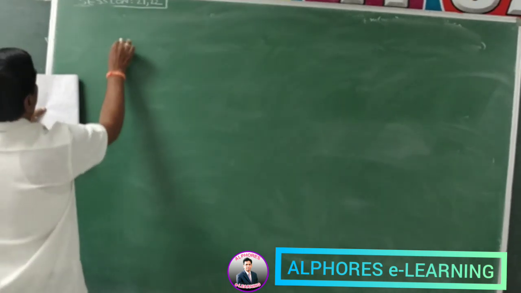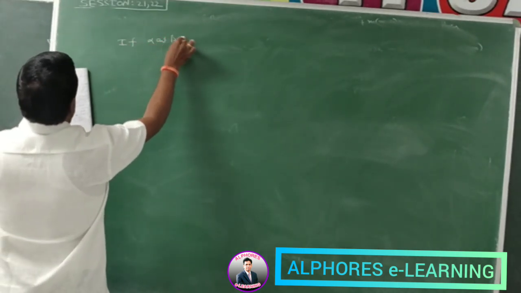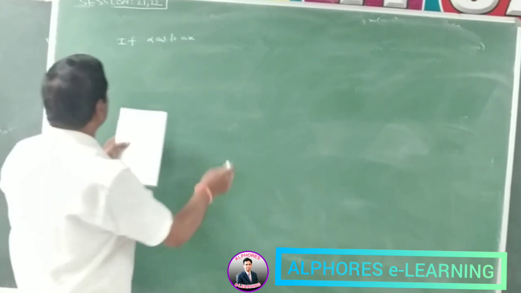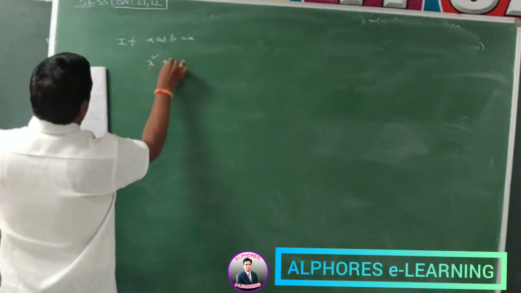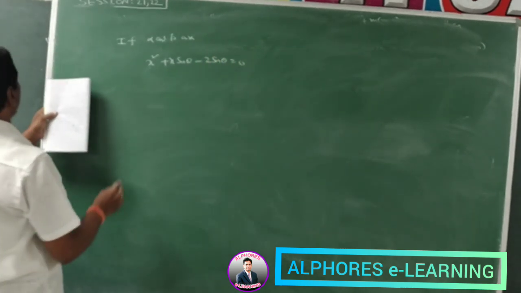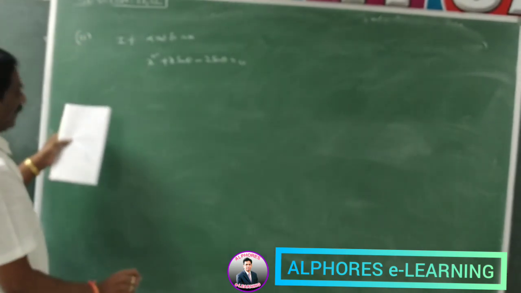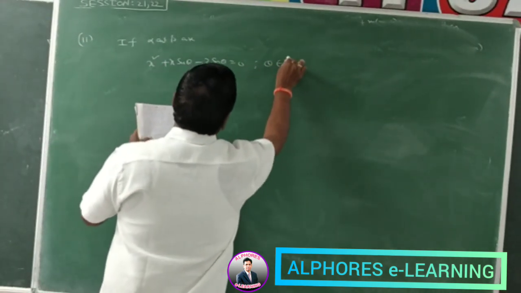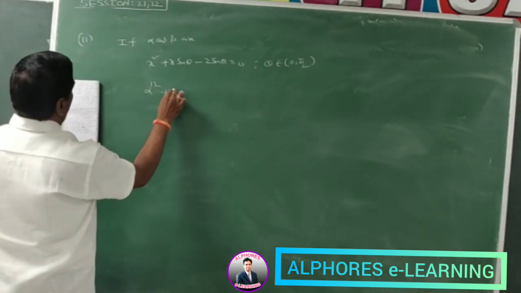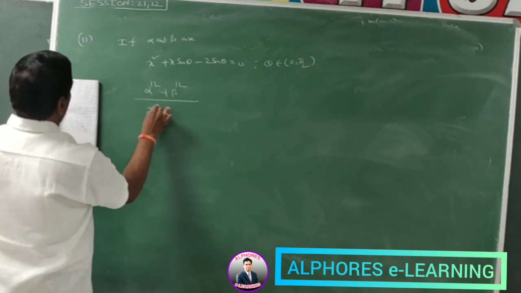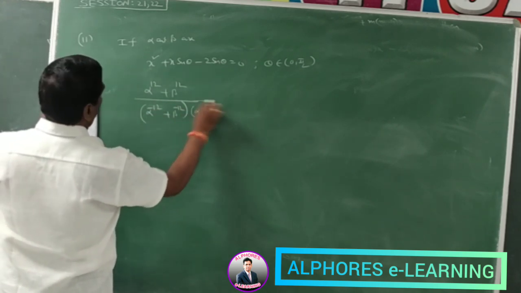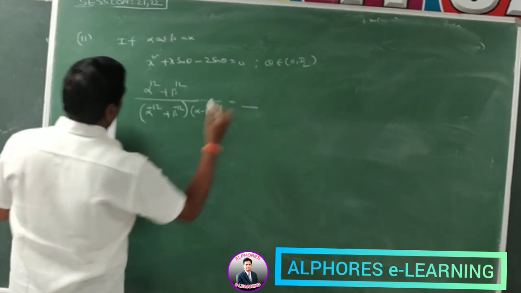If alpha and beta are the roots of the equation x square plus x sin theta minus 2 sin theta is equal to 0, theta belongs to 0 to pi by 2, then alpha power 12 plus beta power 12 by alpha power minus 12 plus beta power minus 12 into (alpha minus beta) whole power 24 is equal to dash.